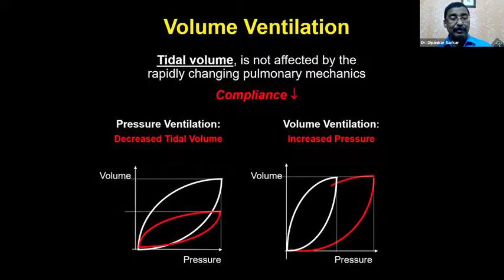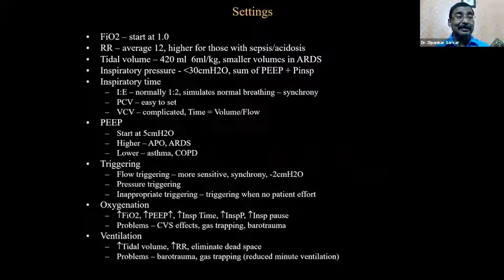Okay. Now, how is the ventilation setting started? The FiO2 initially is given at 100%. The respiratory rate on average is kept around 12. It depends on whether you want to wash out carbon dioxide, then you make it 20. The tidal volume is 6 ml per kg body weight. In India, it is between 420 to 480, about 450 ml. Inspiratory pressure should be kept around 30 to prevent barotrauma. IE ratio is normally 1 to 2 or 1 to 3. Give more time for expiration so that there is no air trapping.